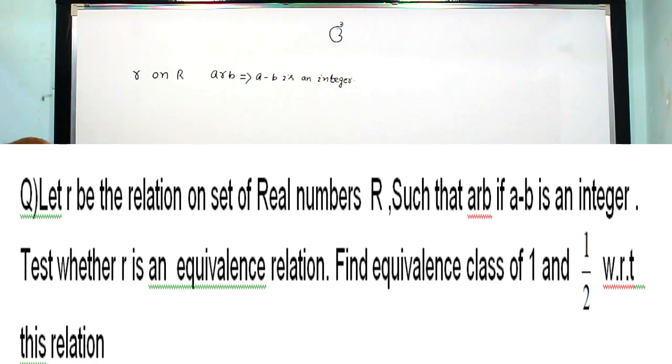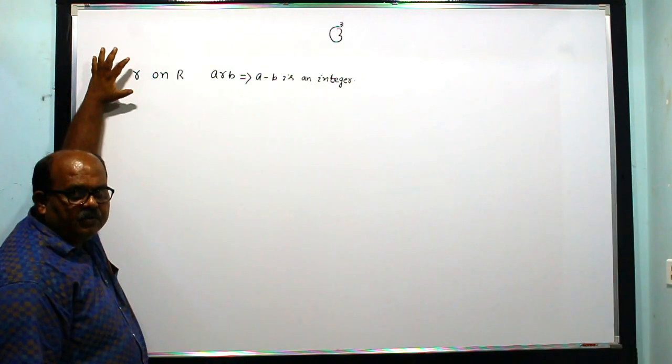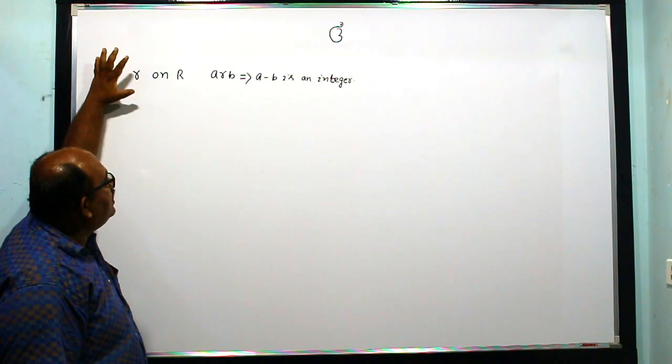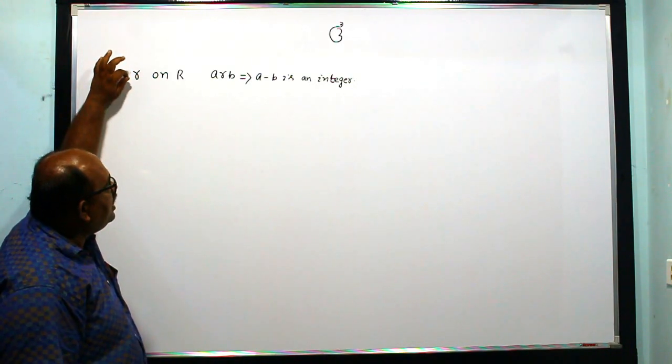In the question, a relation small r is given on capital R, which is the real number set, and the relation is defined as A related to B implies A minus B is an integer. It is asked to test this relation for equivalence and find the equivalence class of 1.5. We have to test this relation for equivalence and also find the equivalence class of 1.5.